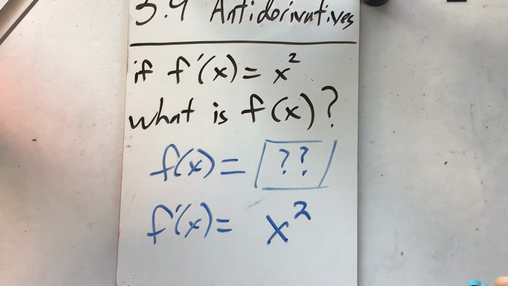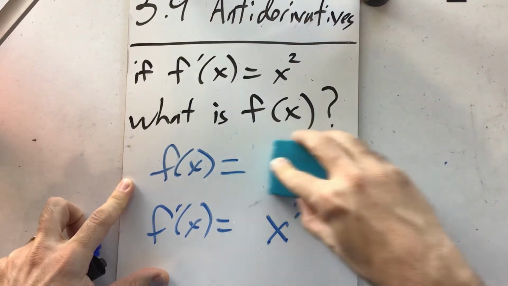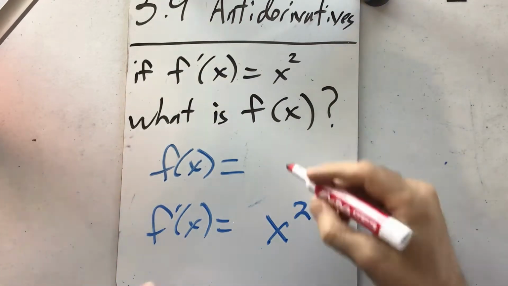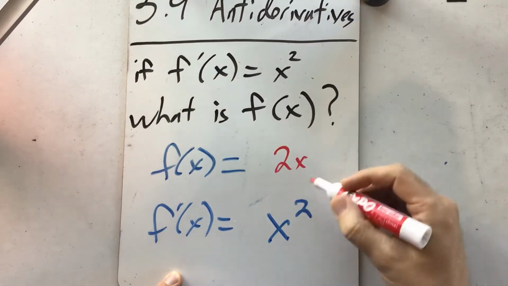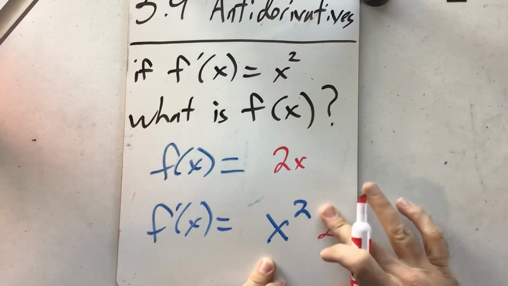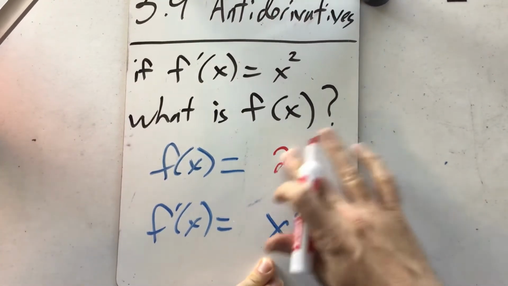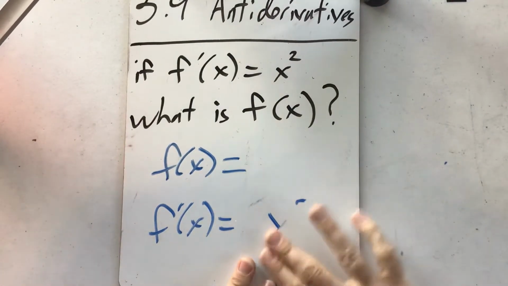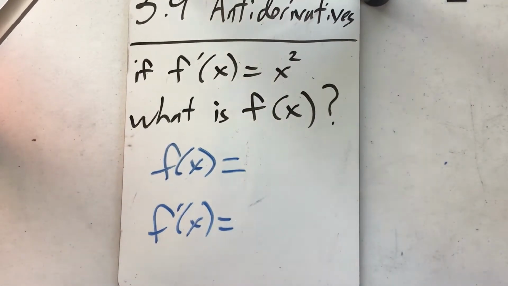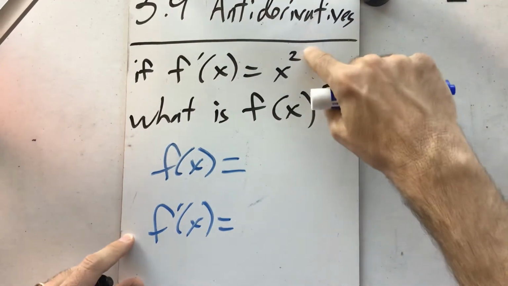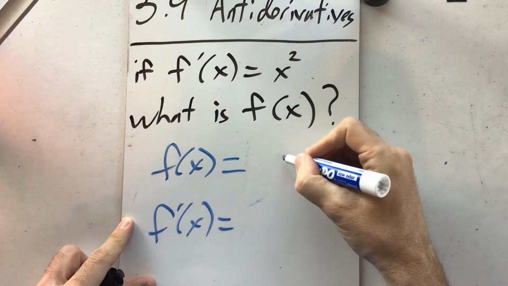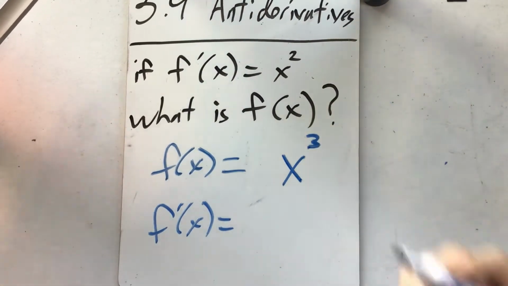All right. Hopefully you paused your device and tried some different things. Often people will try 2x, but notice the derivative of 2x is 2. It's not x squared. So we have to somehow go backwards from what we've normally been doing. Every time you take a derivative, the power gets one smaller. So in order to get x squared, you have to start with x cubed.